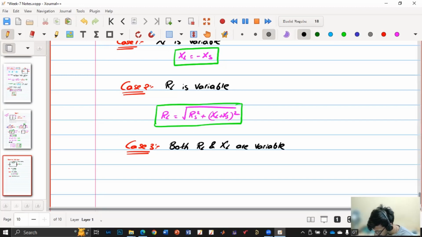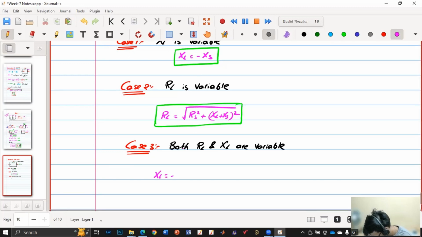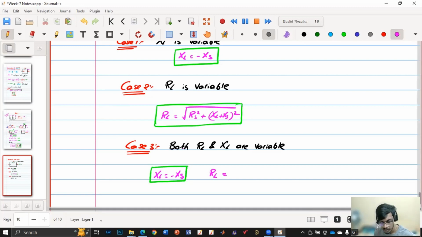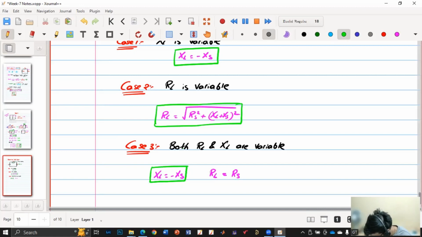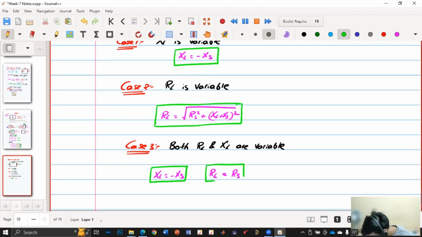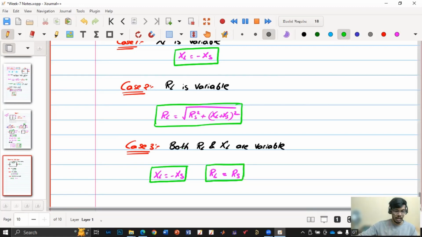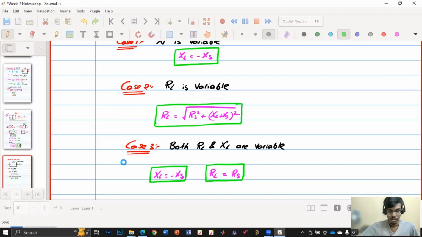From the first case, we will get XL is equal to minus XS. And from the second case, you will get RL. What is RL? The square root of RS squared plus the other term squared, and if you substitute this, that will become 0. So RL is equal to RS. So maximum power will be transferred when there is no reactance and it is purely resistive, and the resistances should be equal. So this is one important theorem which we have covered in today's discussion.